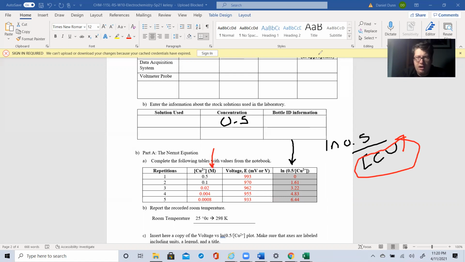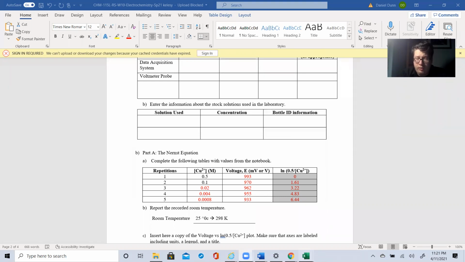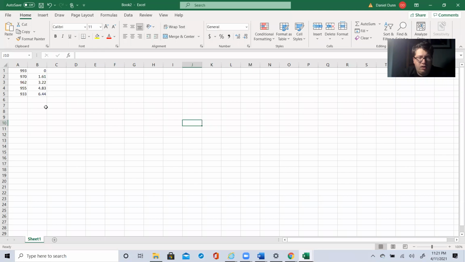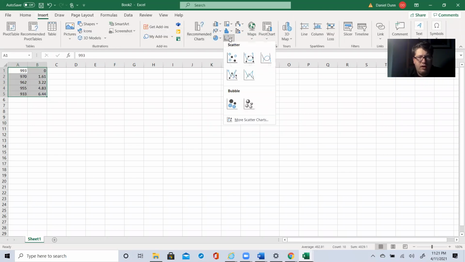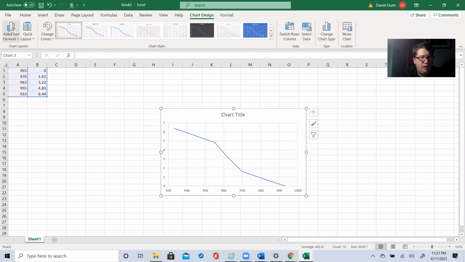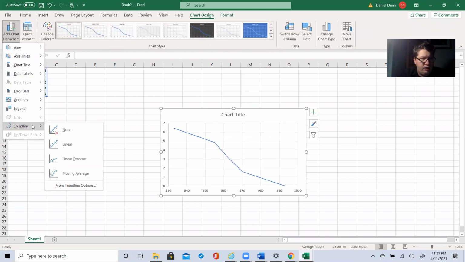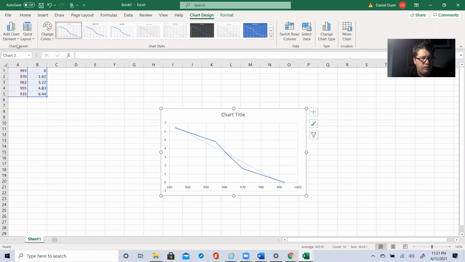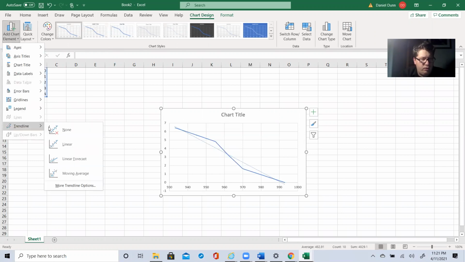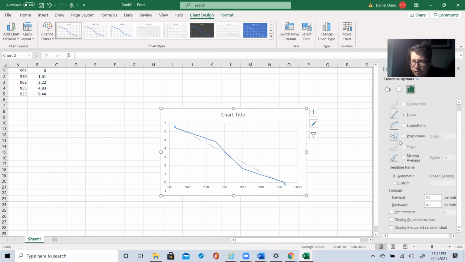Once you've got that, either you go to Logger Pro or you go to Excel and plug the data in. Take the data, insert graph, add chart elements, and add a linear trend line. More importantly, we're also going to want to display the equation and display the R value.